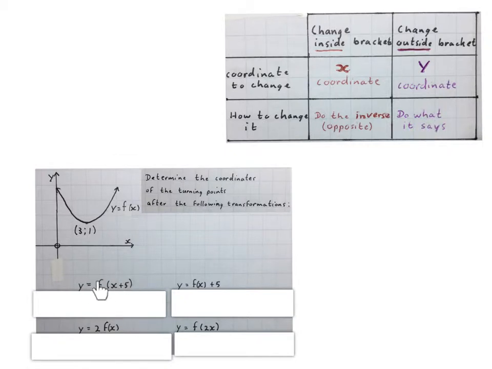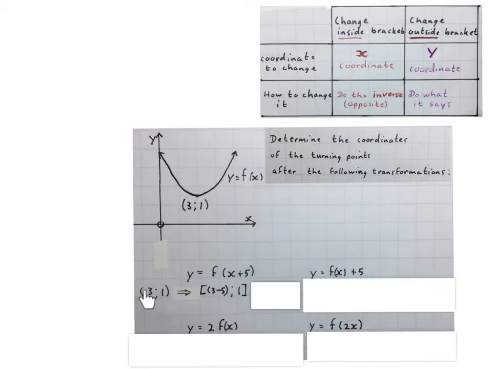Looking at the first transformation, it says here y equals f of (x plus 5). So there is something inside the bracket. There's an x plus 5. So it will influence my x value, and I will do the opposite or the inverse of what I see. So we take the original coordinate they gave me, (3, 1), minus 5 from the x value and keep the y value as 1. Then the new coordinate will be (-2, 1) after this transformation. Just repeat it. There was a plus 5 inside the bracket. We do the opposite to the x value and then we get this answer.